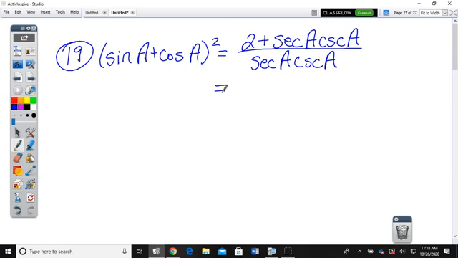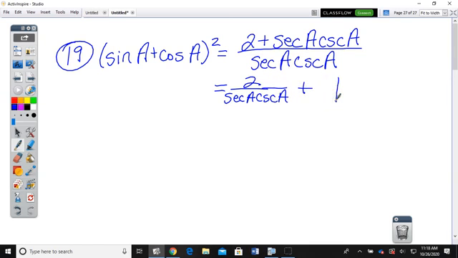Which side do you want to work? The right. I can buy that. I know we're supposed to change things to sine and cosine, but before we do that, I'm just going to divide both of these things up top by secant A cosecant A. So I can write 2 over secant A cosecant A, plus secant A cosecant A over secant A cosecant A, which is plus 1. Does everybody understand what I just did?